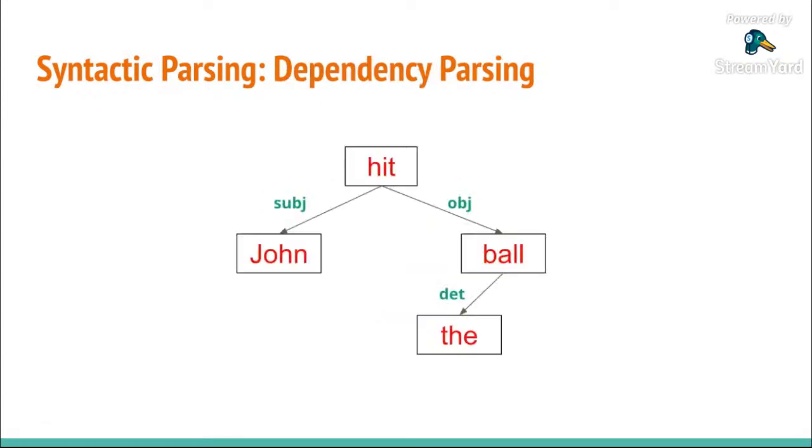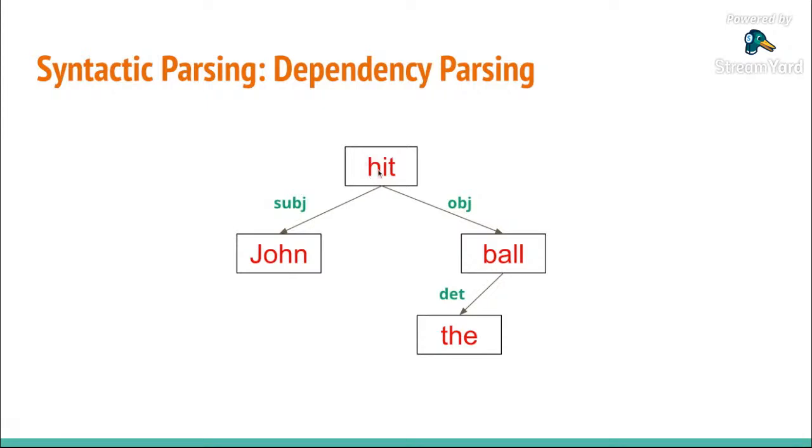The other form of parsing is dependency parsing. Phrase structure parsing is really useful when we have structure to it, like the sentence should have a subject, a noun phrase followed by a verb phrase, etc. Whereas in dependency parsing, we don't really look at the phrases, we directly look at the words and try to identify the relationship between words. So if you take the same sentence, John hit the ball, here hit is the main verb, which is the head of the sentence.